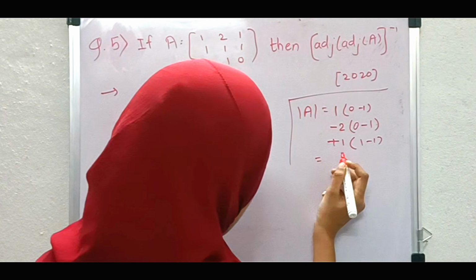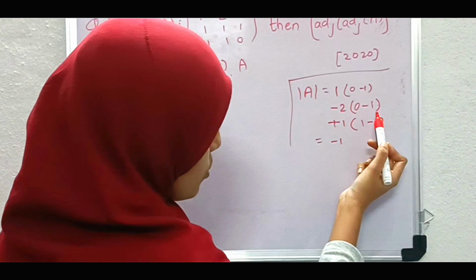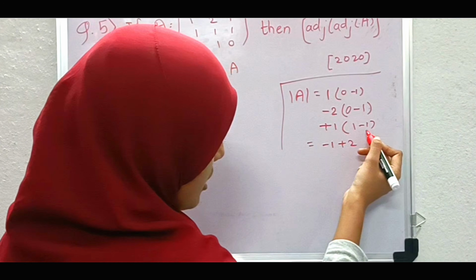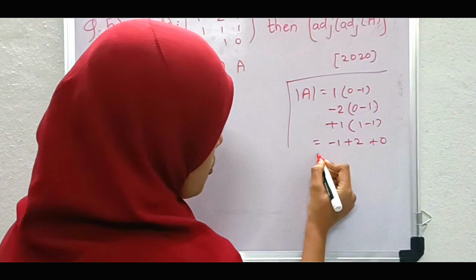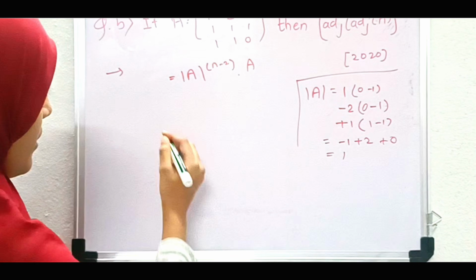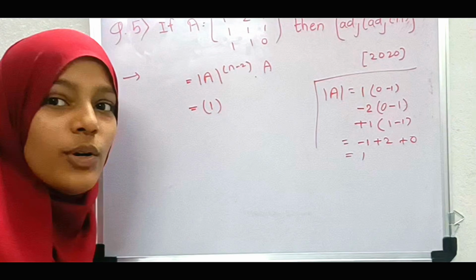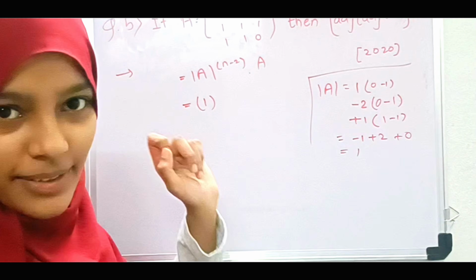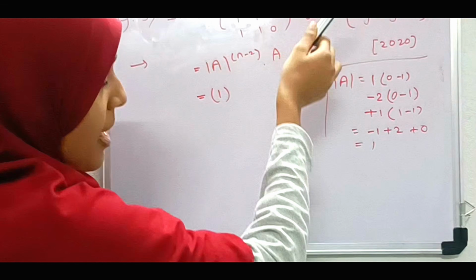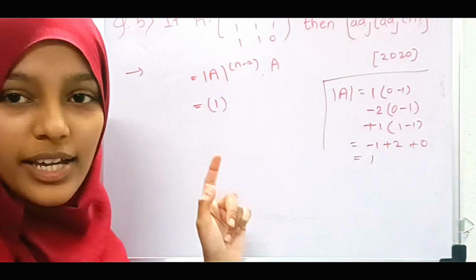Then also I will write it. This is nothing but minus 1, and minus 2 into minus 1 is plus 2. And 1 minus 1 is 0, so it will become 0. So we know 2 minus 1 is nothing but 1. So we will write here the determinant of A is 1 raised to n minus 2. Can you tell me what is the n here? As you can see, this is a square matrix and it has 3 rows and 3 columns. So it will be a 3 by 3 matrix. So the value of n will be 3.